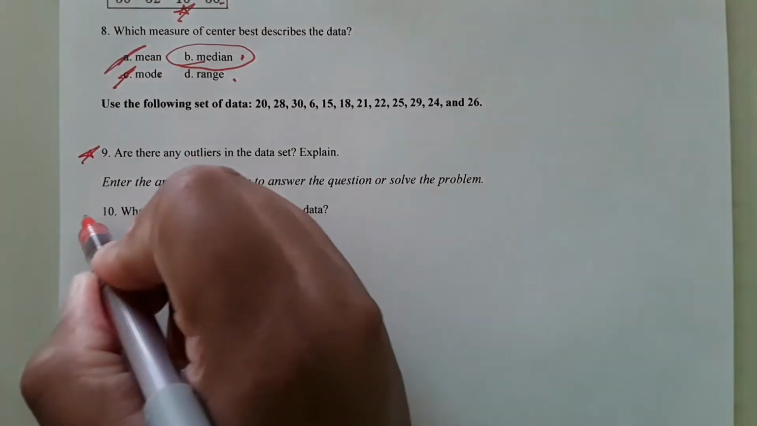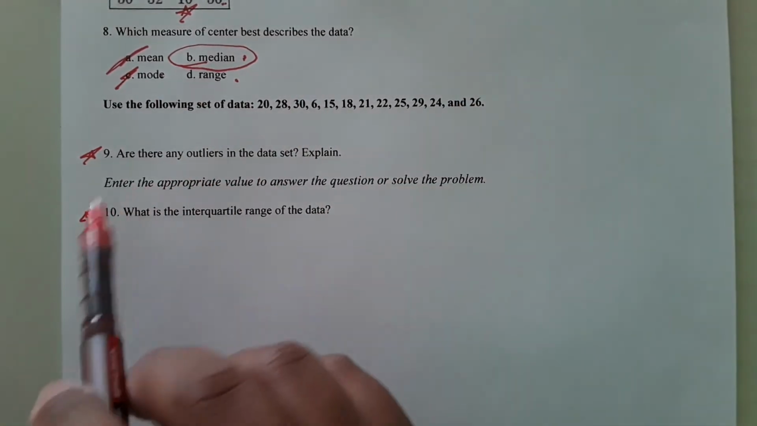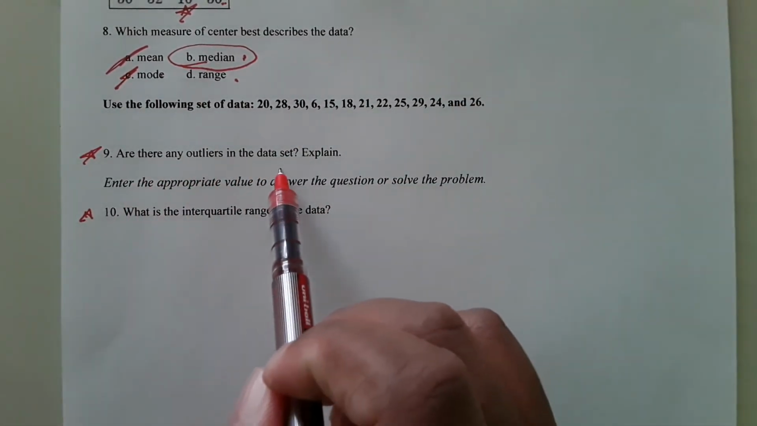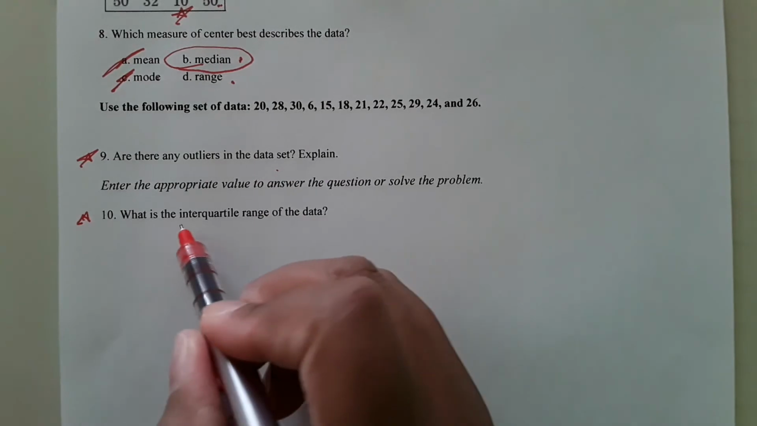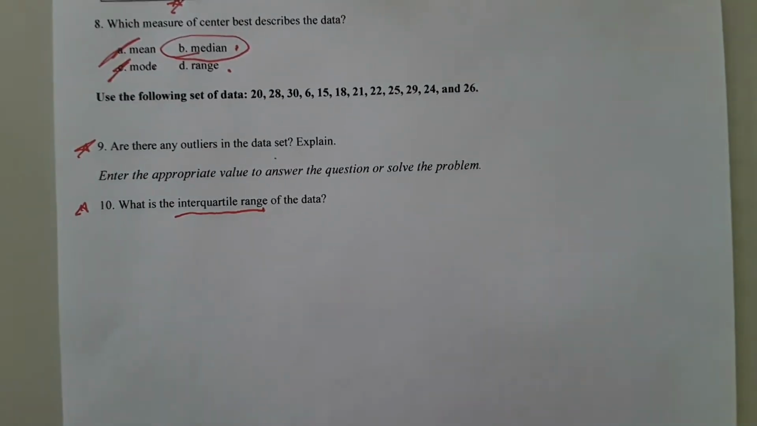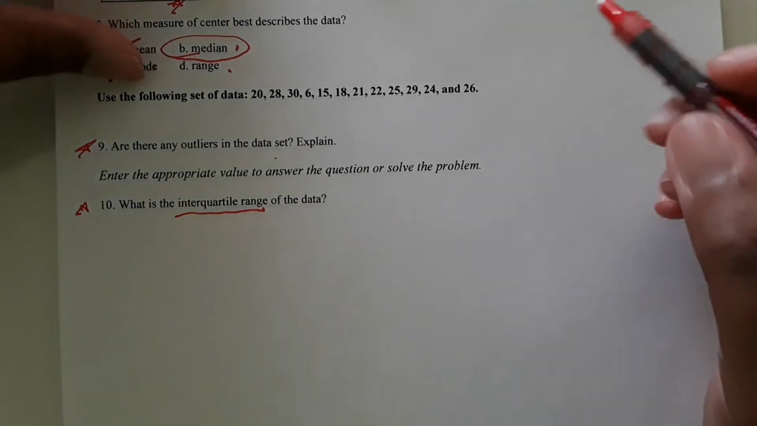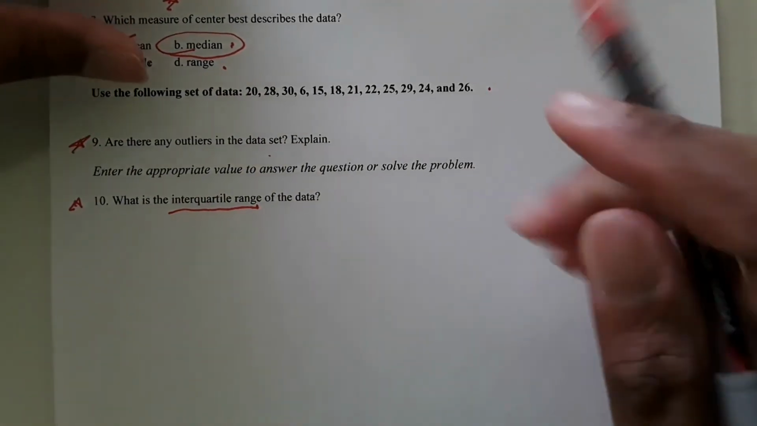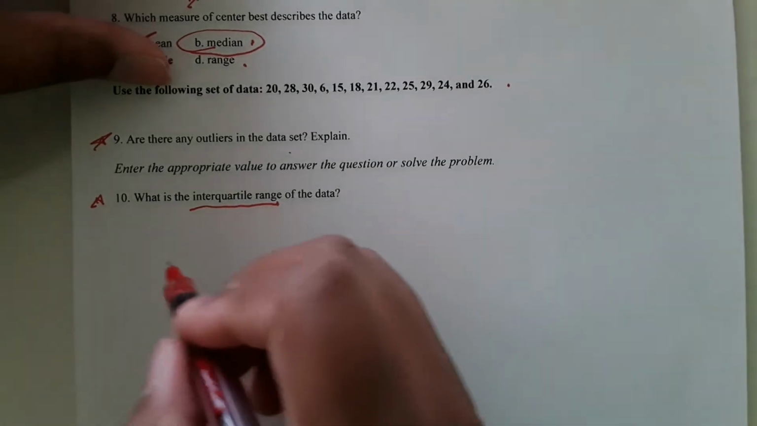And now to 9 and 10. We're going to do 9 and 10 together, because for number 9, you're asked to find an outlier, and to be able to do that, you do need to find the interquartile range, which is part 10. So we're going to do this all together. First step would, of course, be to order your numbers from least to greatest. So I'm going to do that now.